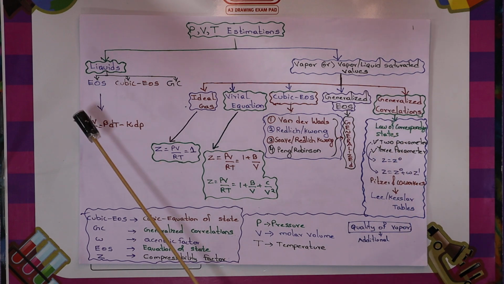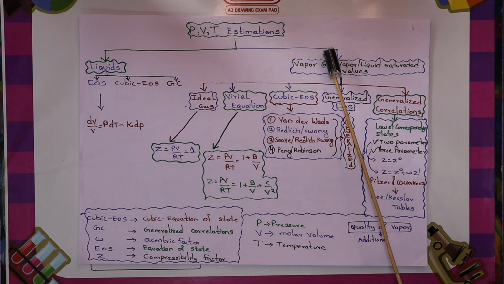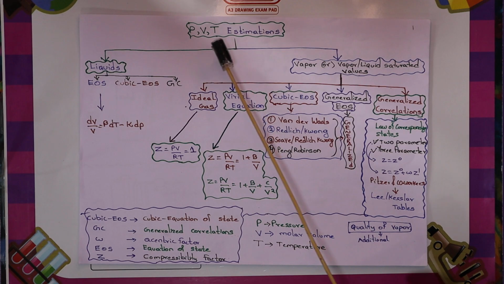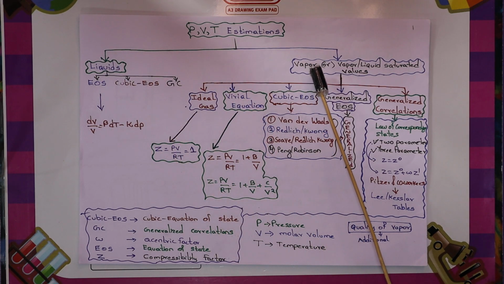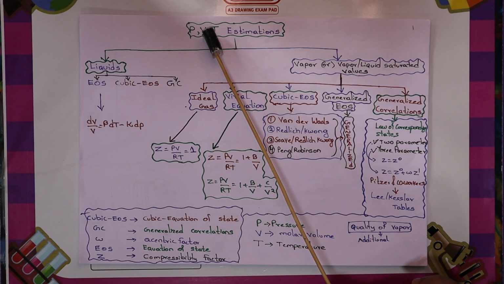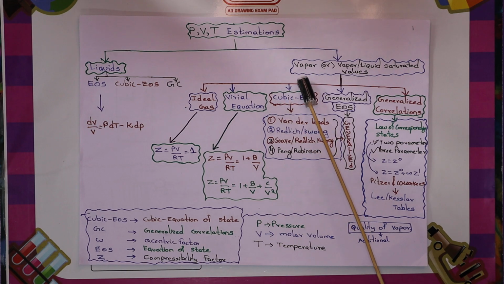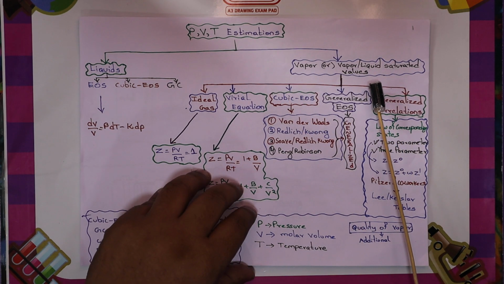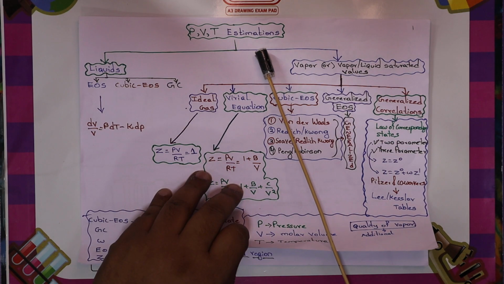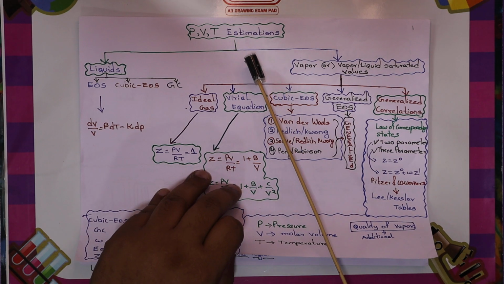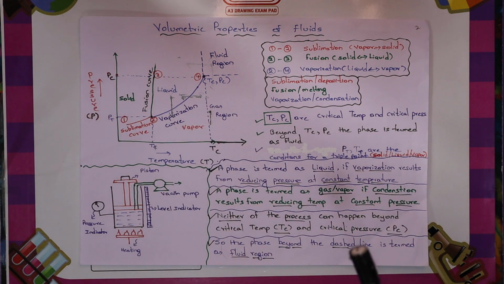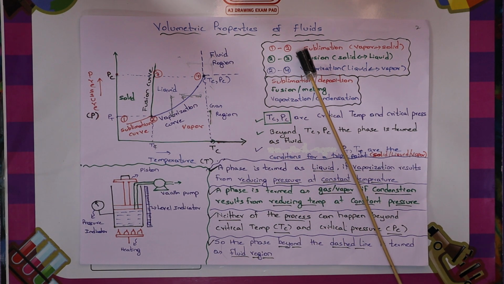So before we go into pressure, volume, temperature, we should be able to find out what are liquids and what are vapors. How can I identify whether I am calculating volume for the liquid or volume for the vapor? To do that, a basic understanding is necessary. The basic understanding can be learned through volumetric properties, the volumetric properties of fluids.